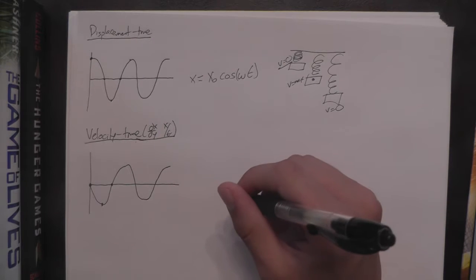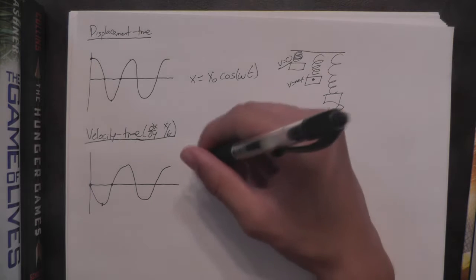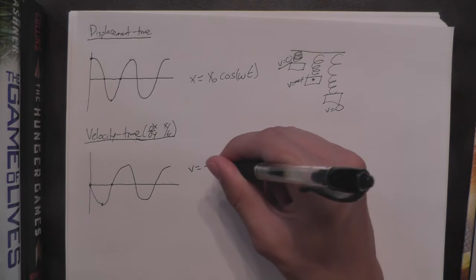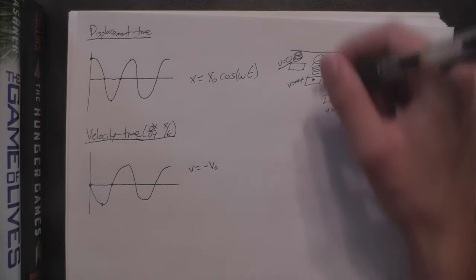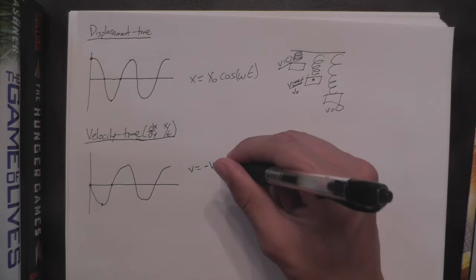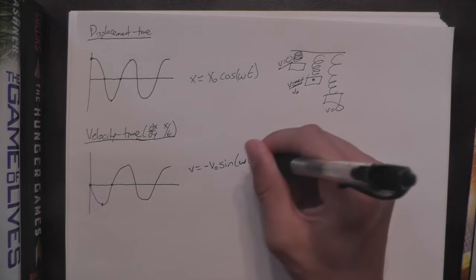And in this case, the equation for this graph would end up being that the velocity equals the negative velocity sub naught, which in this case is our maximum velocity here. That's velocity sub naught, multiplied by the sine of the angular frequency times time.